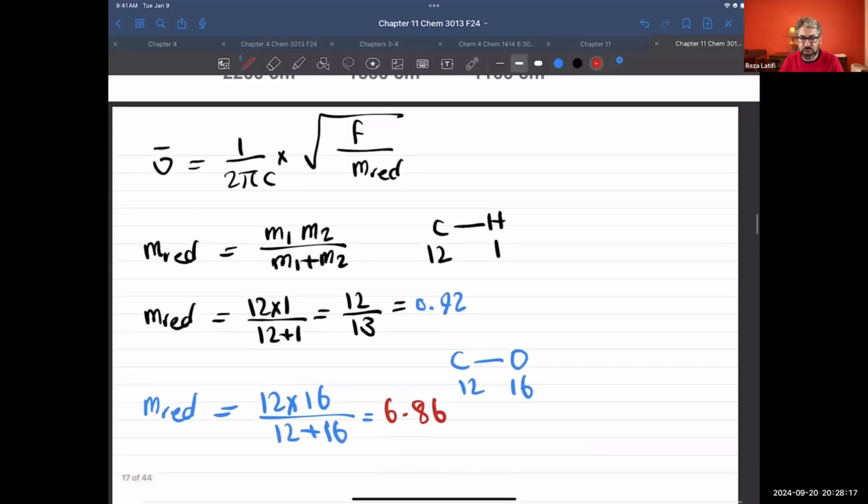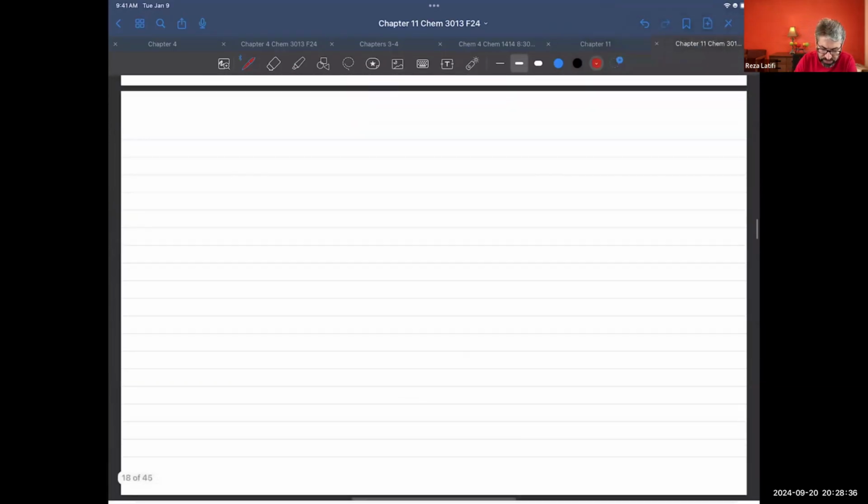Okay, let's go back and check the reduced mass. Where is the reduced mass? Reduced mass is inside the denominator. And what will happen if the denominator goes up? As the denominator goes up, the frequency number will go down. So you can say wave number is inversely connected to the reduced mass.